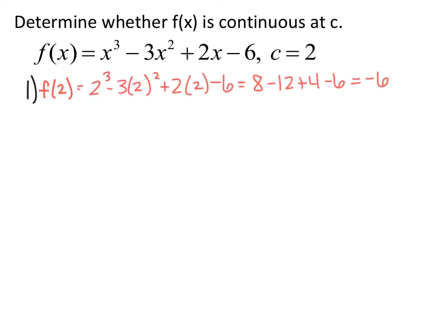So if you plug in 2, you end up with -6. So the function does actually exist at f of 2. So step 1 is done. Now we move on to step 2. Step 2 is finding the limit as x approaches 2 of f of x.